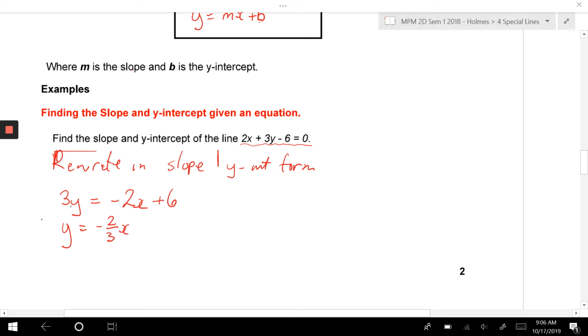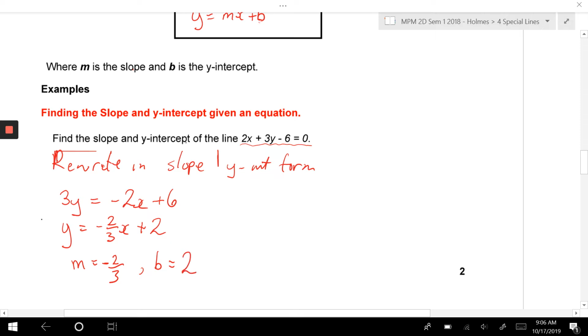I divide the left-hand side by 3, that comes down to y. And then I need to divide each term on the right-hand side by 3 as well. Minus 2/3 x plus 6 divided by 3 is 2. So by putting it in that form, I now realize that m is my slope, minus 2/3. That's the value in front of my x. And my y-intercept is the value after the x, and that is 2.